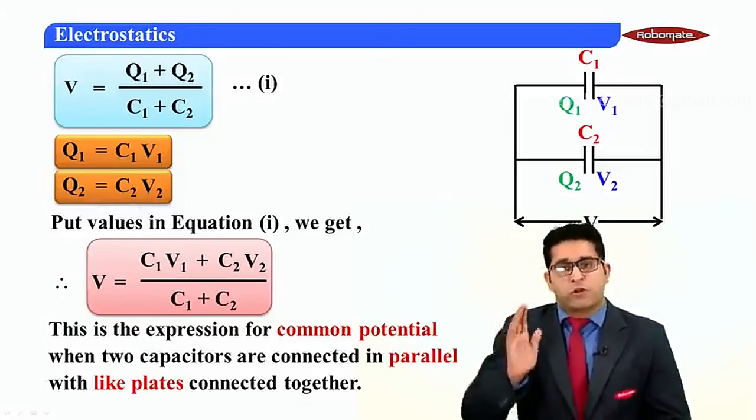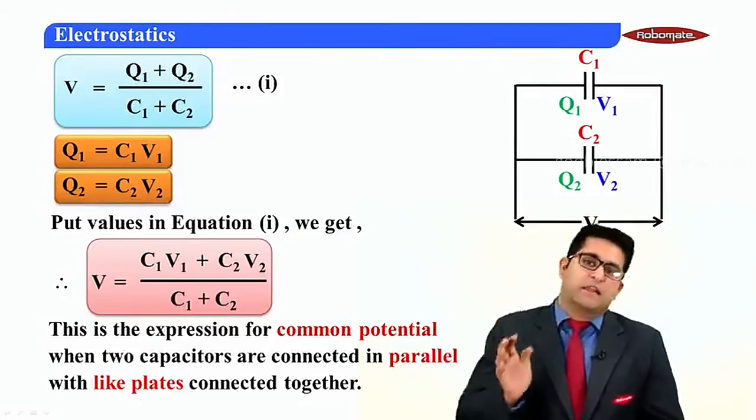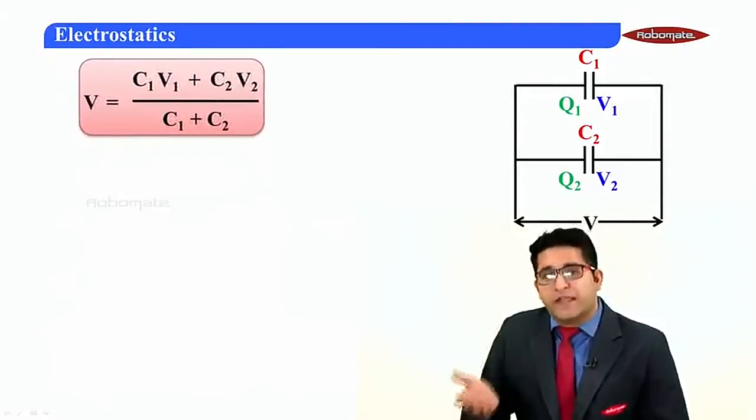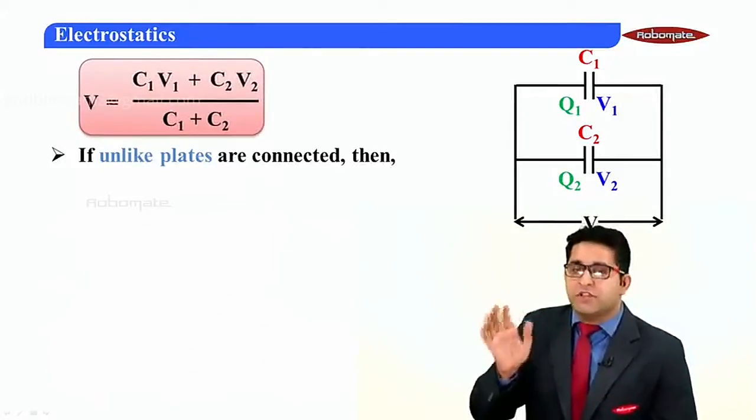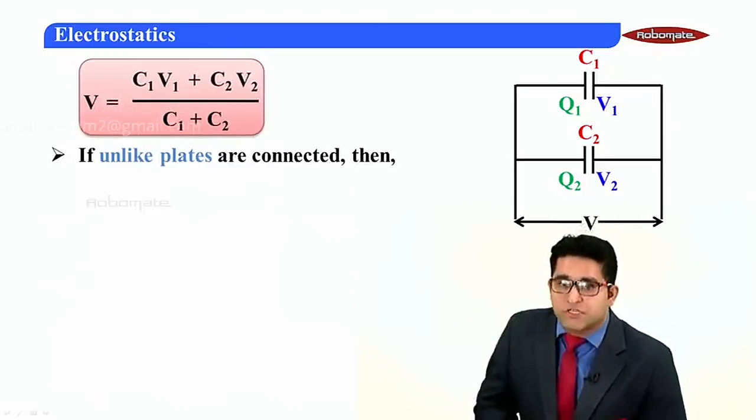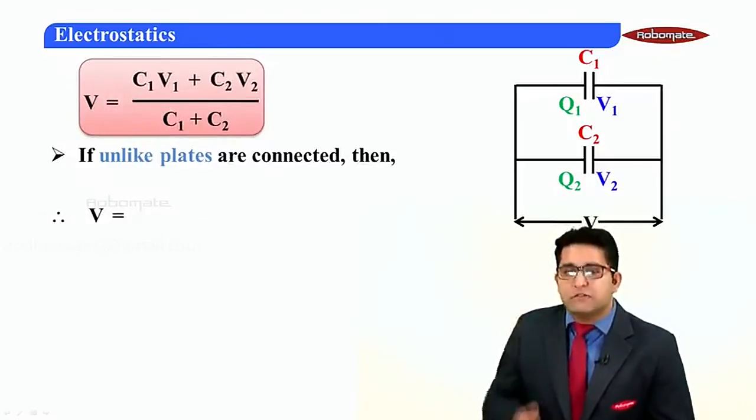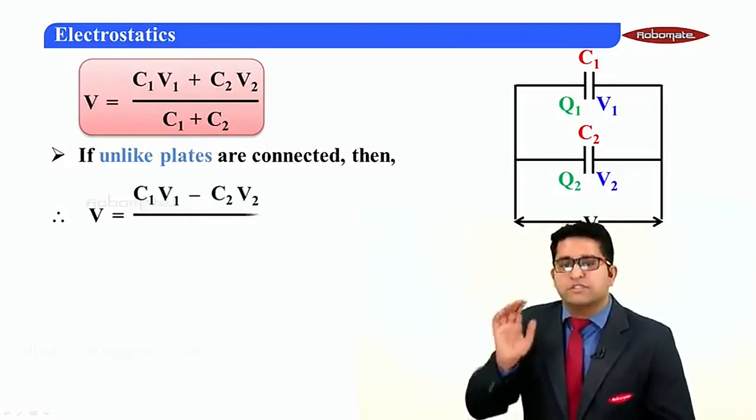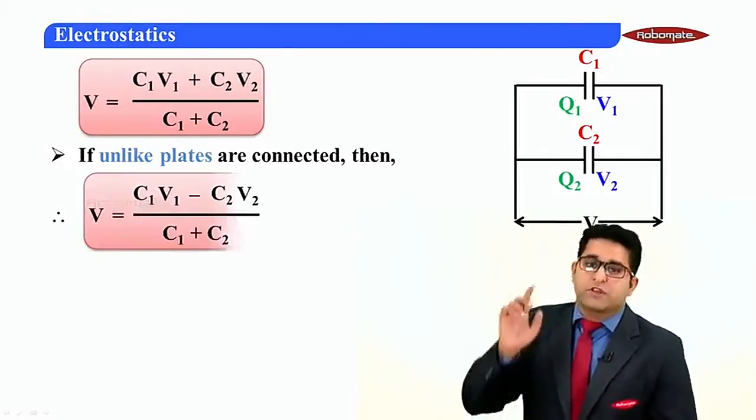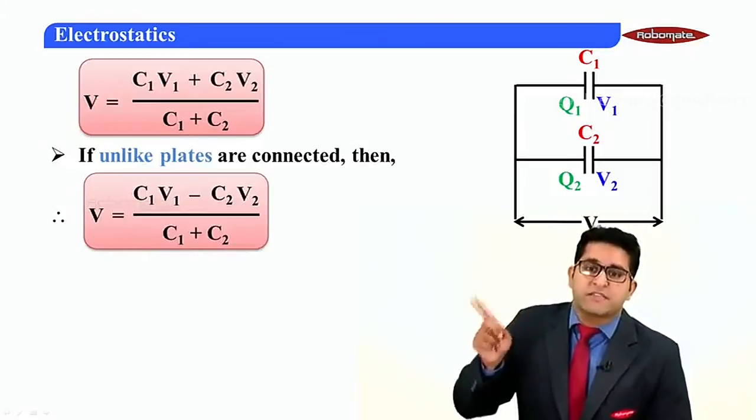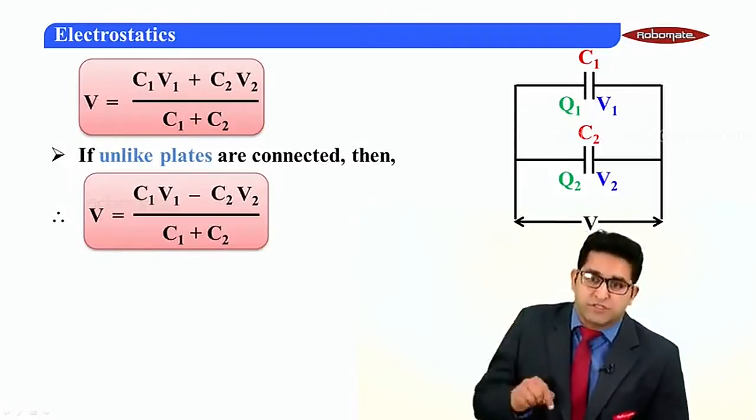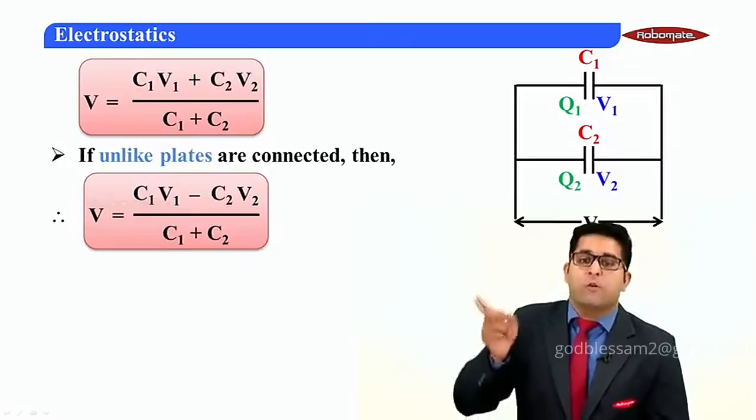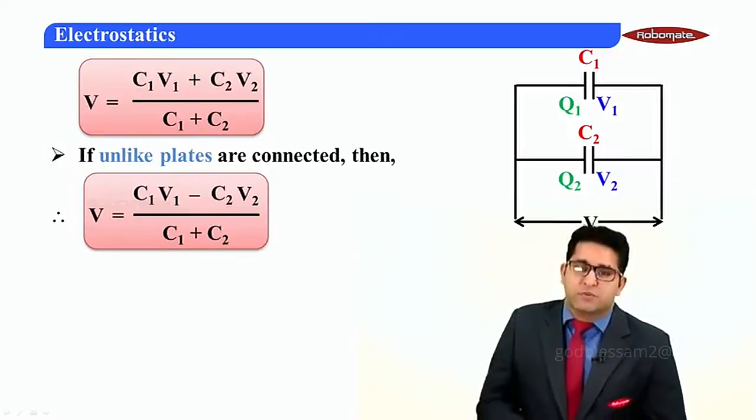Like plates means positive plate connected to positive and negative plate connected to negative. Now if unlike plates are connected, then the expression of common potential becomes capital V equals C1 V1 minus C2 V2 upon C1 plus C2. So if like plates are connected, common potential is C1 V1 plus C2 V2 upon C1 plus C2, but if unlike plates are connected, it is C1 V1 minus C2 V2 upon C1 plus C2.